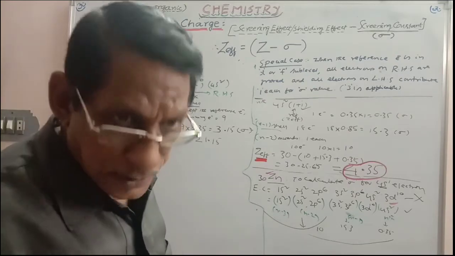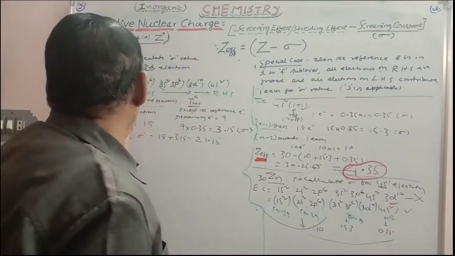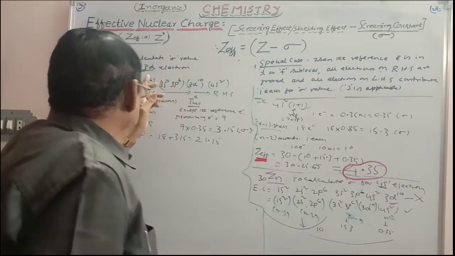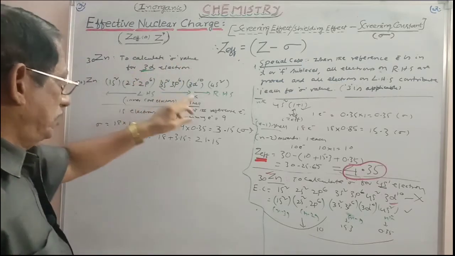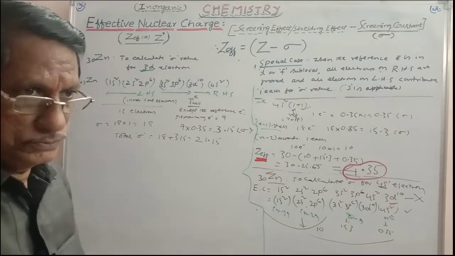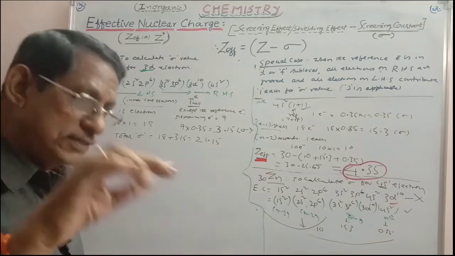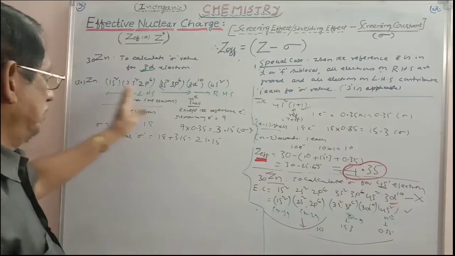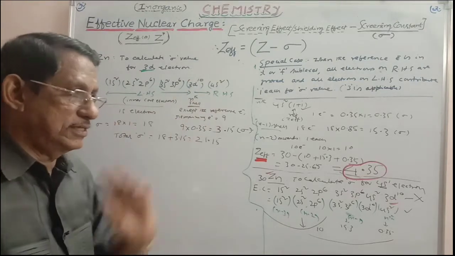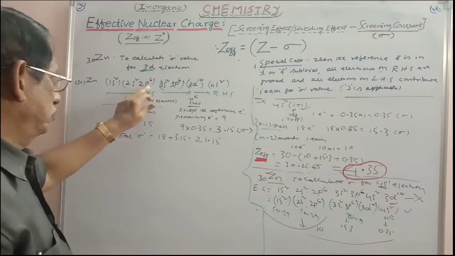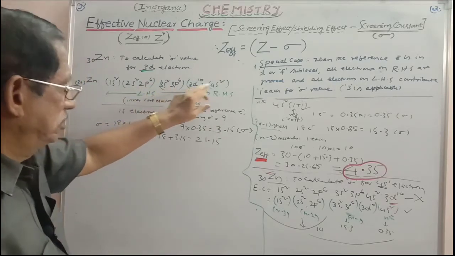Now let us consider another example here. You have to calculate the sigma value for the 3D electron for the zinc. Now I am taking the reference electron as the 3D electron. First write the electron configuration in the grouping method: 1s2, 2s2, 2p6, 3s2, 3p6, 3d10 and 4s2.